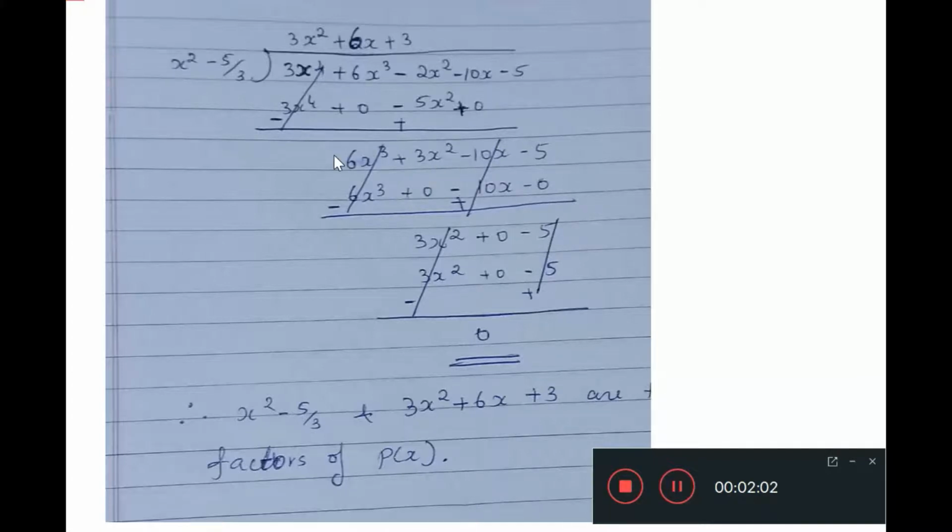How did I get it? I just carry forward the remaining values by adding the second row. So I got 6x cube plus 0 as 6x cube, 2x square plus 5x square, over here this is a minus, so we get plus 3x square. We carry forward these two values, minus 10x minus 5. So this is the new dividend now.